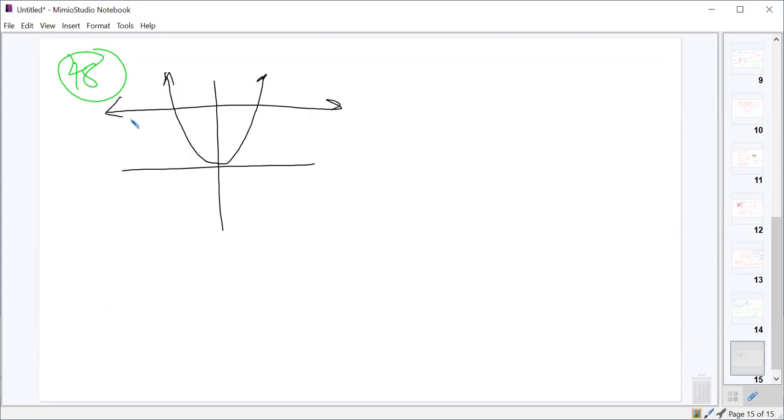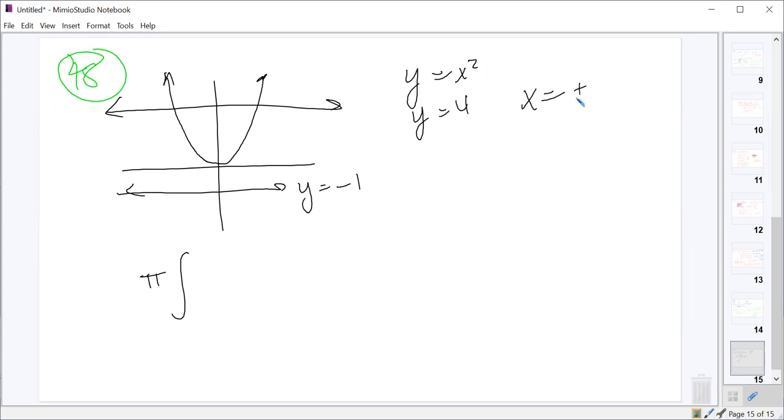And we got y equals 4. And what are we doing with that? We are revolving that around the line y equals -1. And so this ought to be pi times the integral from wherever these intersect. So y equals x squared and y equals 4. Well, those intersect at x equals positive or negative 2. Once again, you can do -2 to 2, or you can do 0 to 2 and double it, but I'll just do -2 to 2 here.